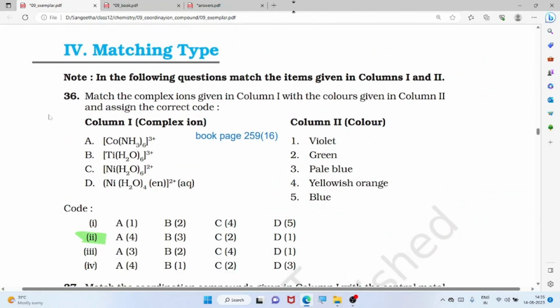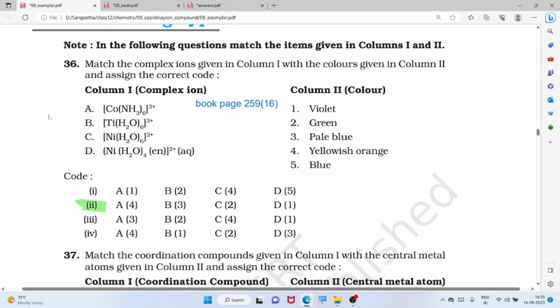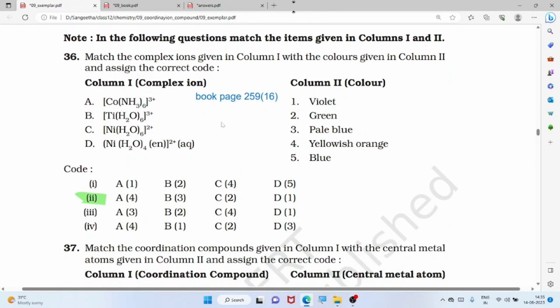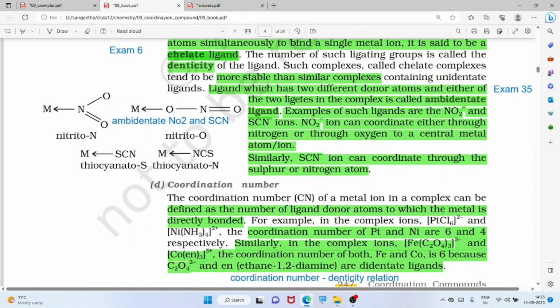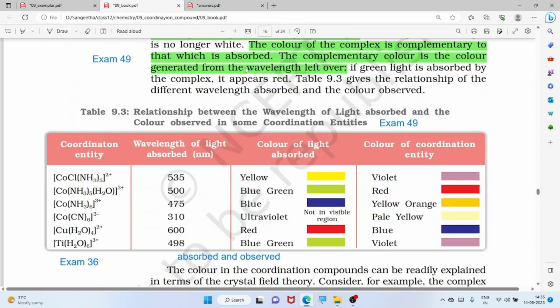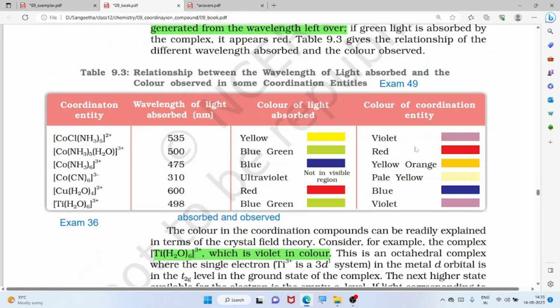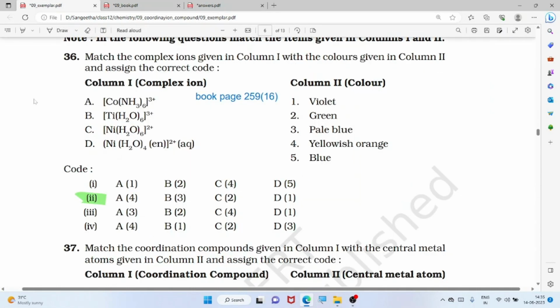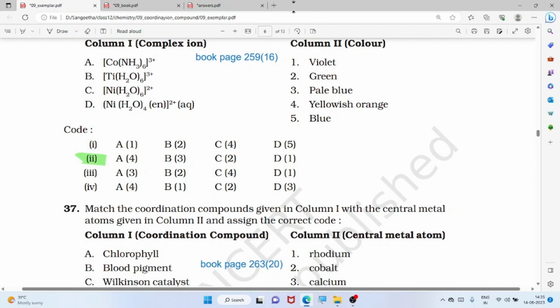Matching type. Match the complex ions given in column 1 with column 2. Okay, these colors are given: absorbed color and what we see. Absorbed means absorbed by the metal ion that we can't see, and the leftover color is what we can see. These are the two colors, and this color is what we see with our eyes, and this is the absorbed color by the compound. And these are the options.